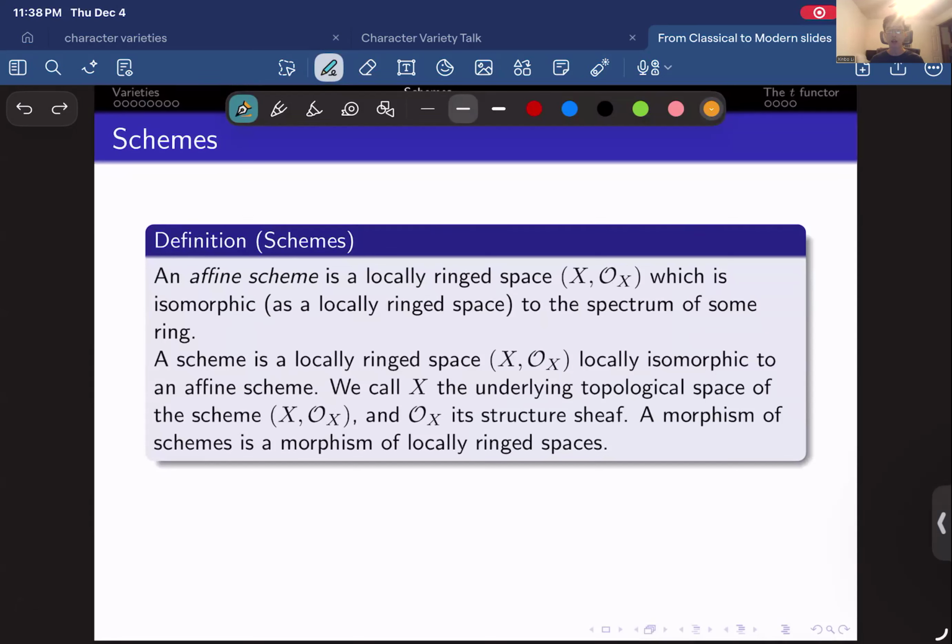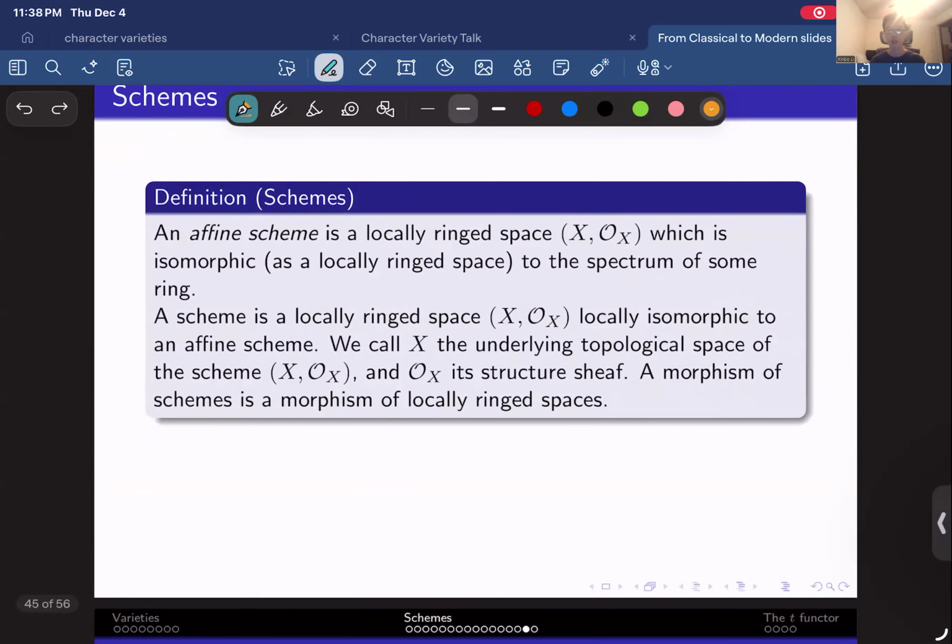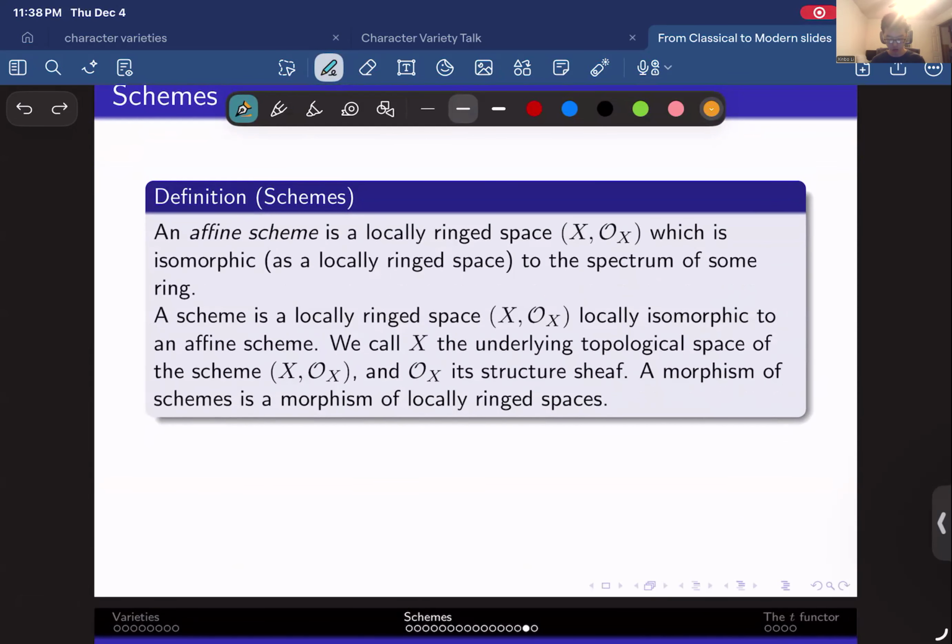And we call X the underlying topological space of the scheme (X, O_X), and O_X its structure sheaf. A morphism of schemes is a morphism of locally ringed spaces. So, as you can see, I've already assembled the essential parts to define schemes, and this definition reminds you of the local philosophy that I've always been talking about. For each point I have a neighborhood such that this open neighborhood is isomorphic to something affine. So keep track of this philosophy.